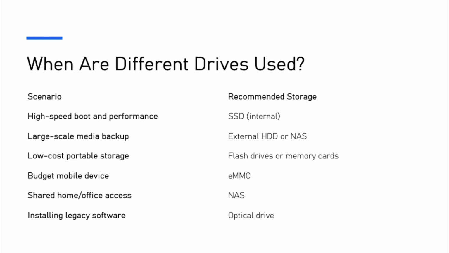Budget mobile devices, eMMC devices, due to their form factor and low power consumption. Shared home and office access, for that you'd probably use a NAS setup. And again, it's the network part that will be justifying this particular device. Installing legacy software, you'll probably use optical drives because of older technology and compatibility. Of course, there are going to be other scenarios which aren't listed here, but it's up to you to justify them based on your knowledge of storage devices.